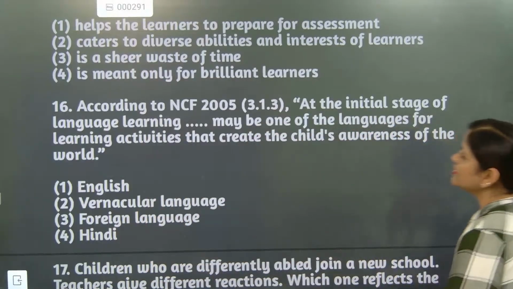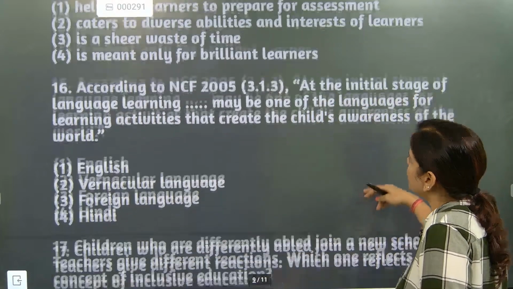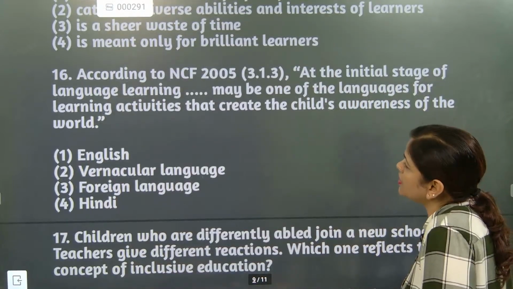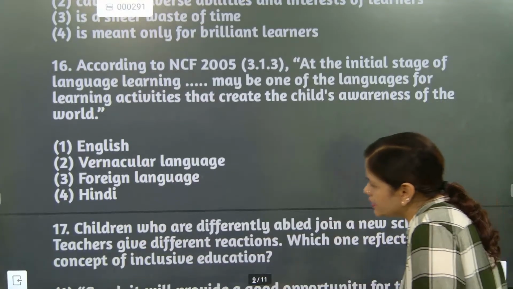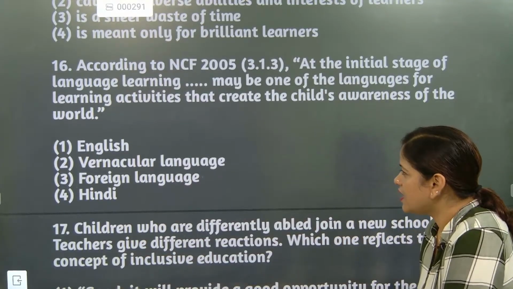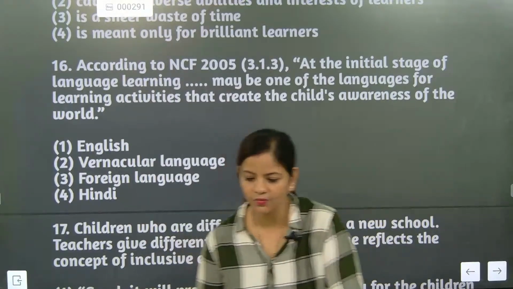So according to NCF 2005, at the initial stage of language learning, which may be one of the languages for learning activities that creates the child's awareness of the world: English, vernacular language, foreign language or Hindi. This is definitely, I'm not going to make any comment on it. You people are going to speak.